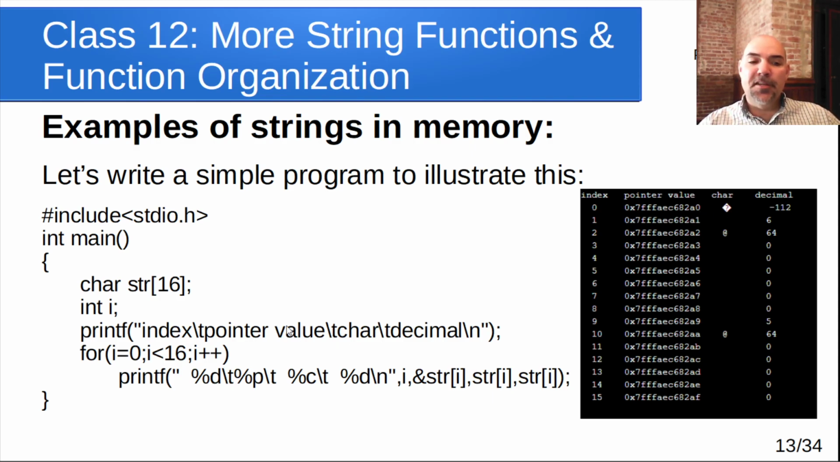Also notice that because I did not initialize this, there's just random garbage in there. There are some zeros, but there's also a negative 112, which I suppose I should have printed out as an unsigned integer here. But you'll notice there's that. There's a 6, there's a 64, there's another 64, there's a 5, there's a bunch of zeros. So this is just random garbage that happened to be in memory.